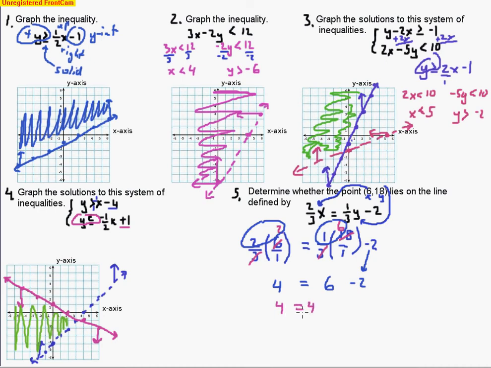When the numbers agree and they are equal, that means yes, the point is on the line. So on the test, though, you're going to have to show me that substitution and show me how the numbers equal, and then either say yes or no, depending on whether the numbers are equal or not.